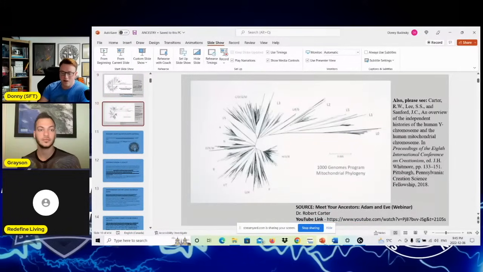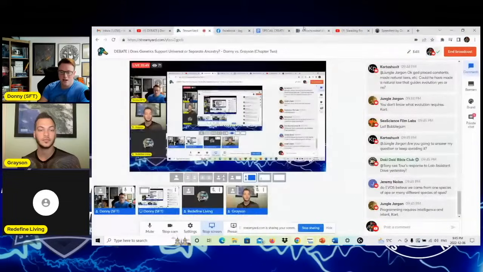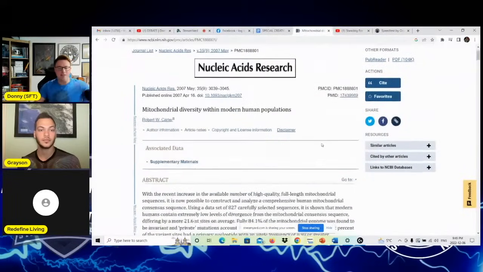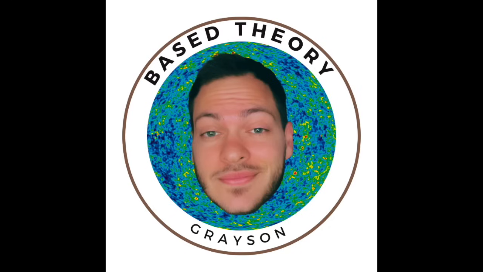For example, here's a paper here. I wonder if you've read it. Right here, mitochondrial diversity within modern human populations. So this was published in a secular journal, Dr. Rob Carter and Dr. John Sanford.